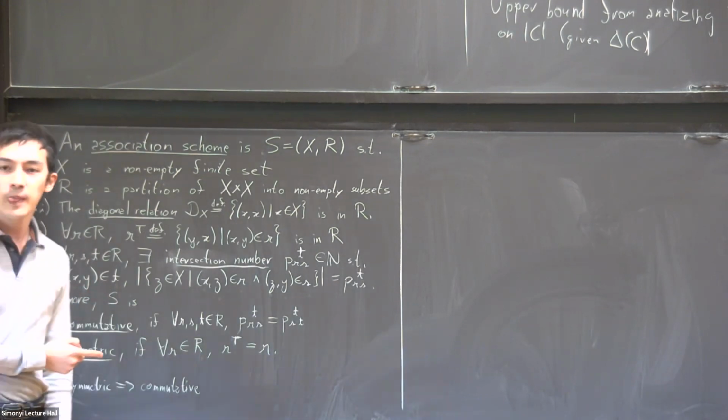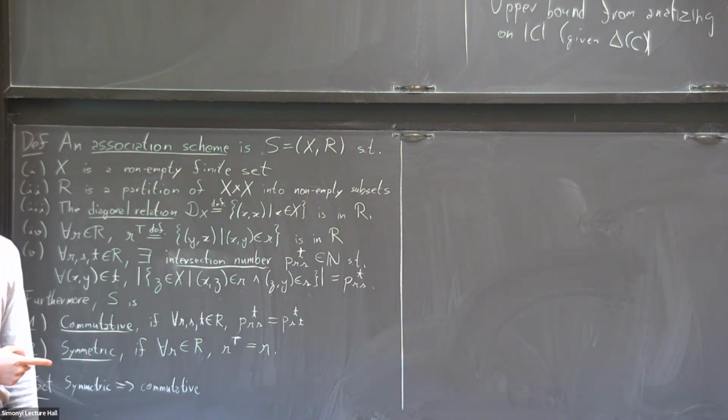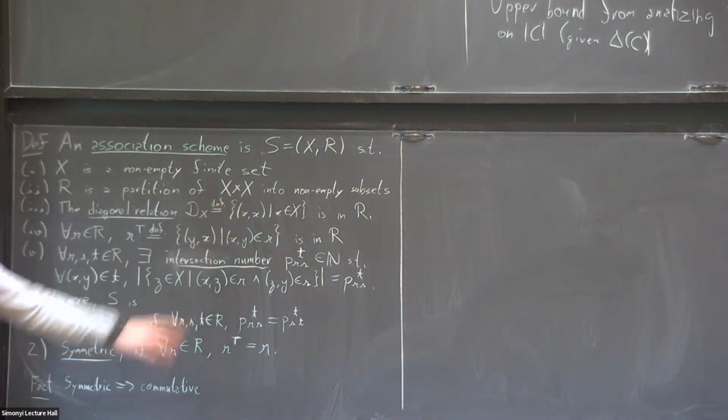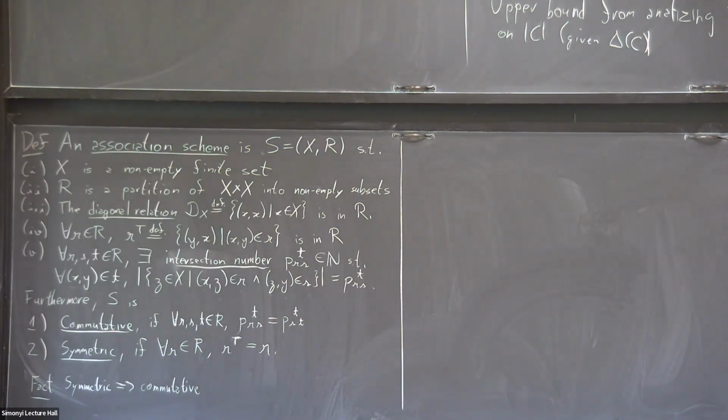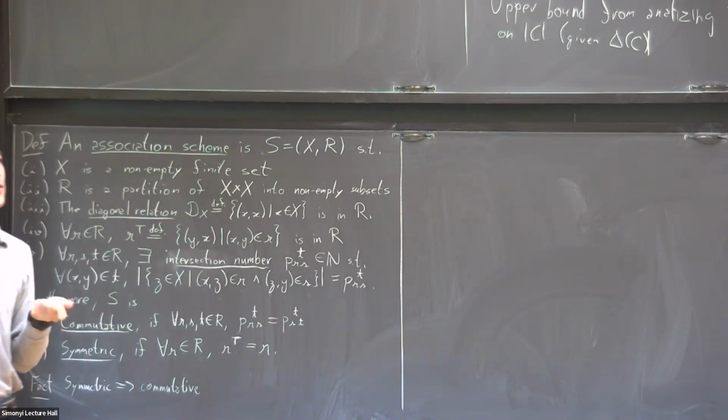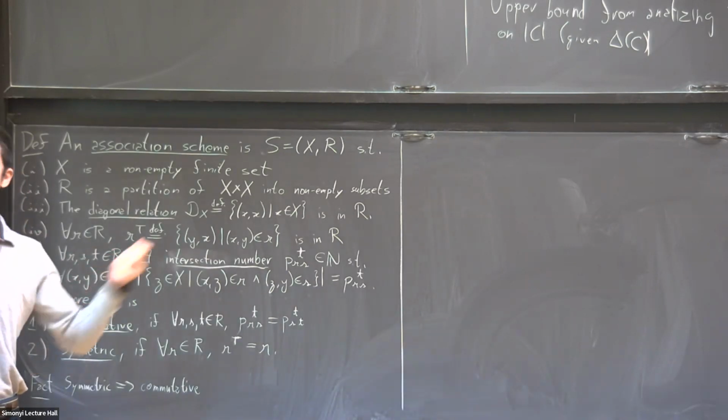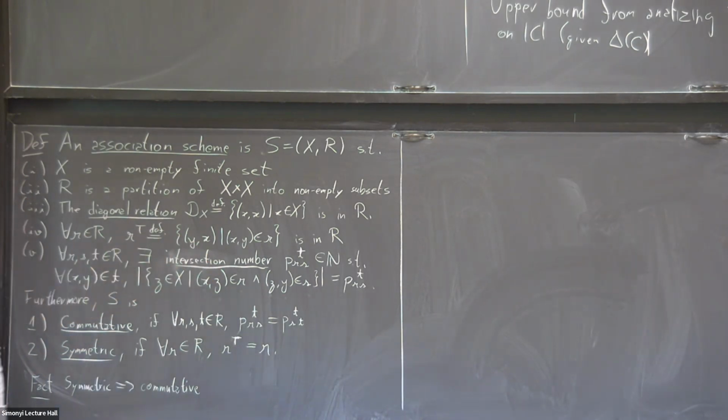I'm sorry, yes, a relation is a subset of X cross X. So you can think of it as having some vertex set X, with each relation being a directed graph. You can think of it as a colored directed graph, where each relation gives me a color. What's the intersection number? It is some sort of regularity condition.